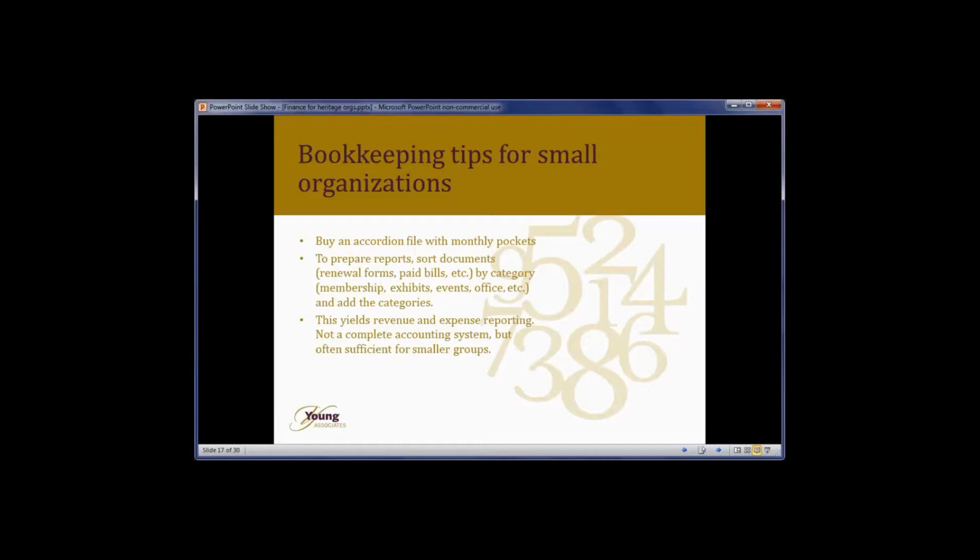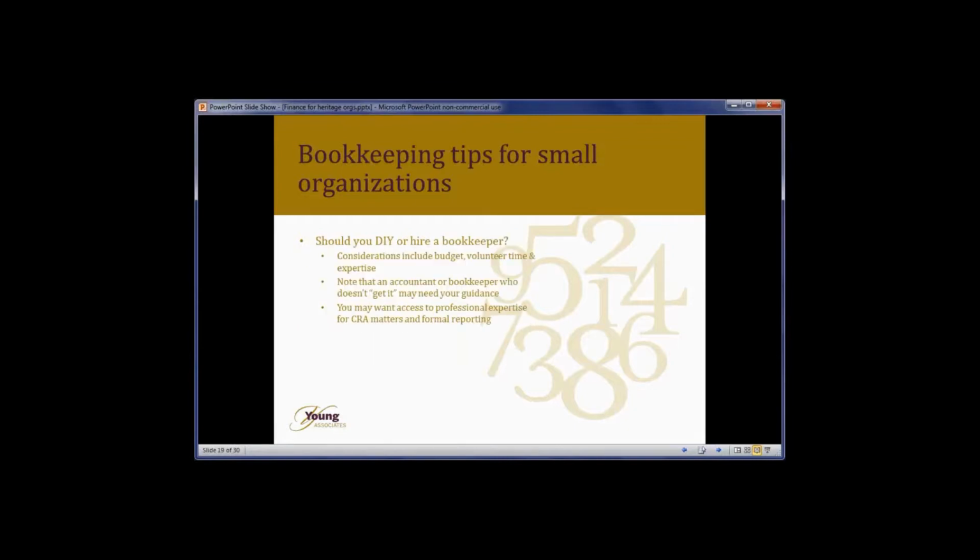Now, for those of you who are familiar with accounting, this is going to give you a report for revenues and expenses. It will not produce a balance sheet. But for small organizations, this is often exactly what you need. It's completely sufficient for most reporting that you would have to do to funders. When you get to a point of needing more elaborate reporting, when you get to a point of needing a formalized accounting system, this is the sort of thing that could be easily converted into accounting software.